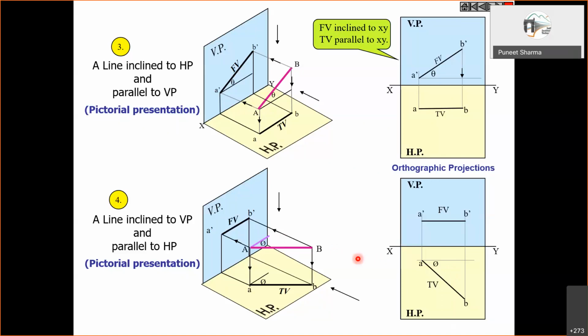Now first of all, say if I consider this case here, that is when the line is parallel to the vertical plane. You see now in the current position, whatever is visible to us, let me try to make some changes to it.